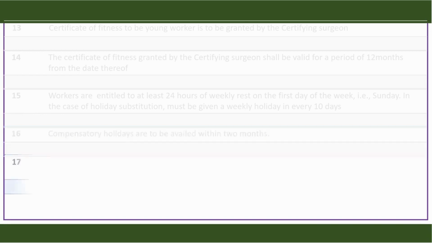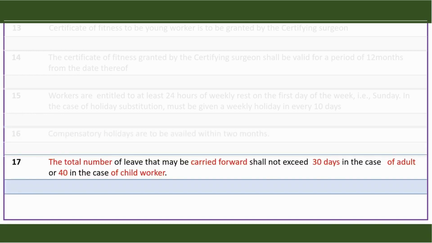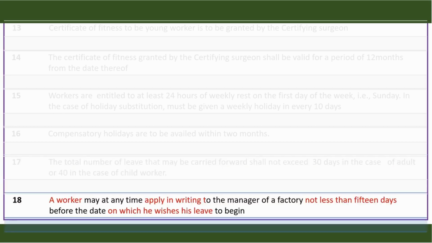It is mandatory. And leave, when it is not availed, is carried forward. There are 2 limits. In case of adults, they can carry forward leave to the extent of 30 days, and child worker can carry forward to the extent of 40 days. And whenever a person wants to go on leave, the application has to be in writing. It should be made to the manager of the factory, at least 15 days before the date on which the leave is to begin, and the worker has to make the application.